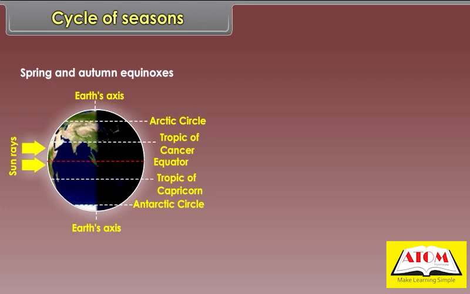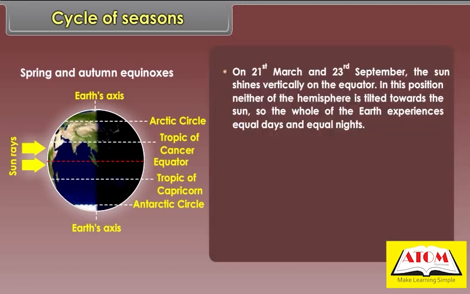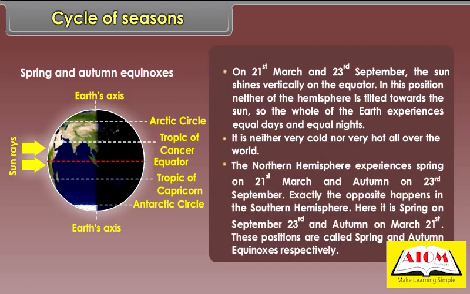Spring and autumn equinoxes. On 21st March and 23rd September, the sun shines vertically on the equator. In this position, neither of the hemispheres is tilted towards the sun, so the whole of the earth experiences equal days and equal nights. It is neither very cold nor very hot all over the world. The northern hemisphere experiences spring on 21st March and autumn on 23rd September. Exactly the opposite happens in the southern hemisphere. Here it is spring on September 23rd and autumn on March 21st. These positions are called spring and autumn equinoxes respectively.